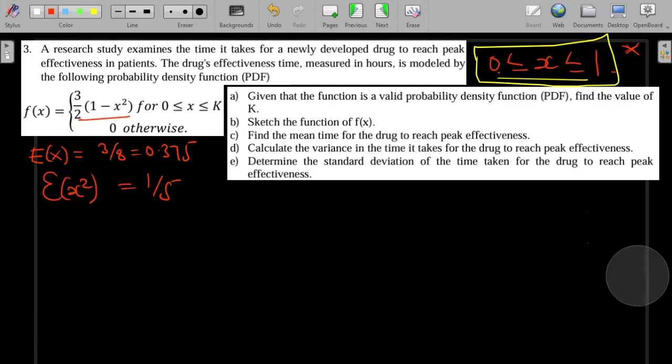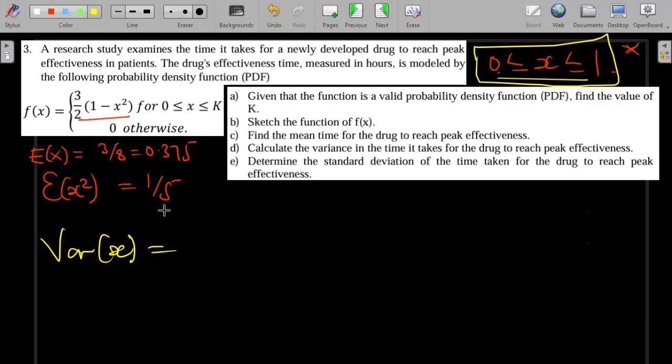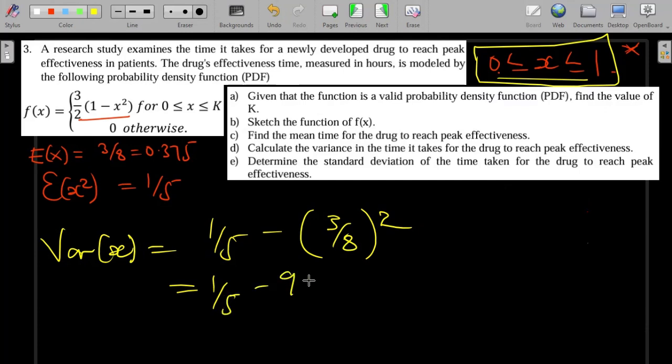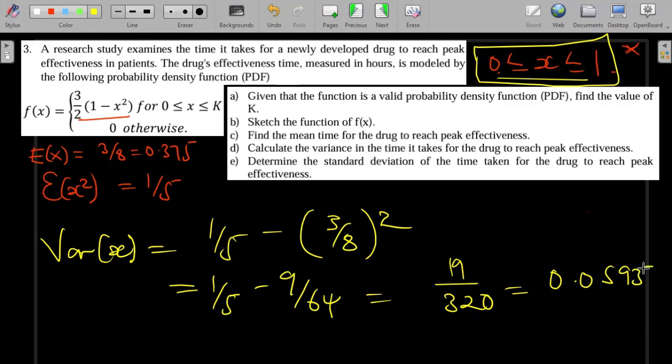Now we can calculate the variance. So we're going to say the variance of x is equal to the expected value of x squared minus the square of the expected value of x. So it is 1 over 5 minus 9 over 64. Now we just have to combine these two. When we combine them, we get 19 over 320, which is equal to 0.059375, something like that. So this is our variance.